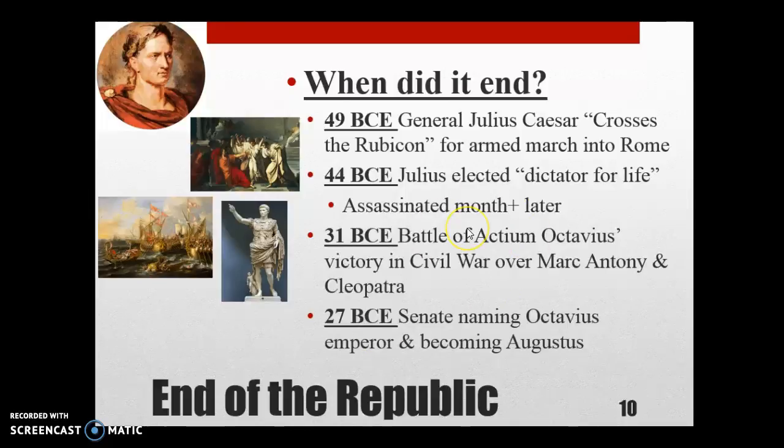And so he tries to placate or keep happy those senators, make them feel like they still have an important role, while he gets to do the things that he wants unchecked. And so most historians would consider this date, the crowning of Augustus as emperor in 27 BCE, as the end of the Republic.